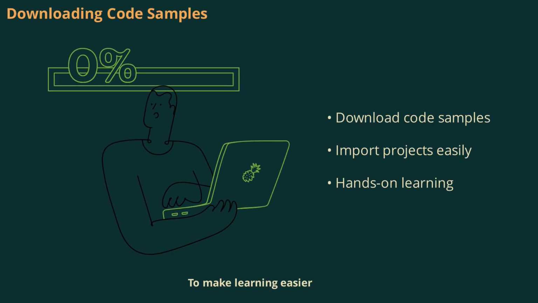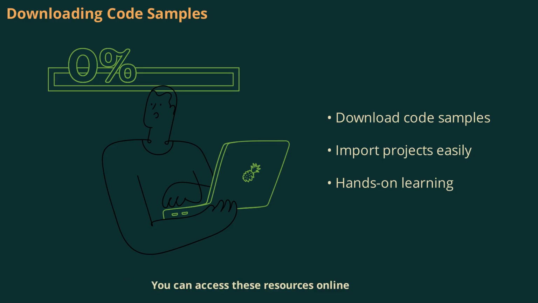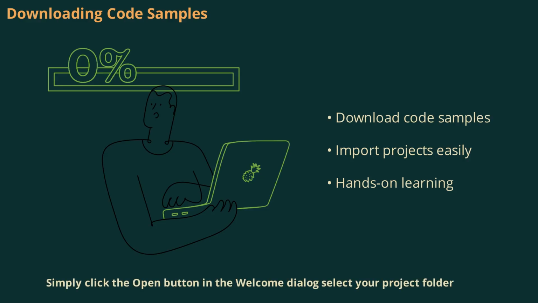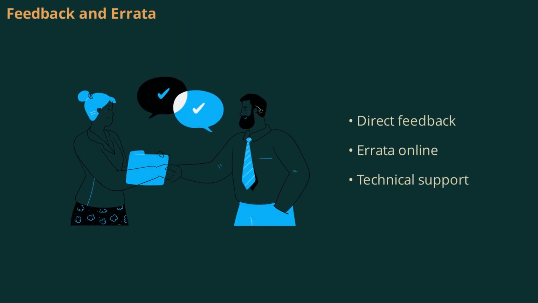To make learning easier, the book provides downloadable code samples and Android Studio project files. You can access these resources online and import them directly into Android Studio. Simply click the Open button in the Welcome dialog, select your project folder, and hit OK. This allows you to experiment with real code and see how Compose projects are structured, making your learning hands-on and interactive.